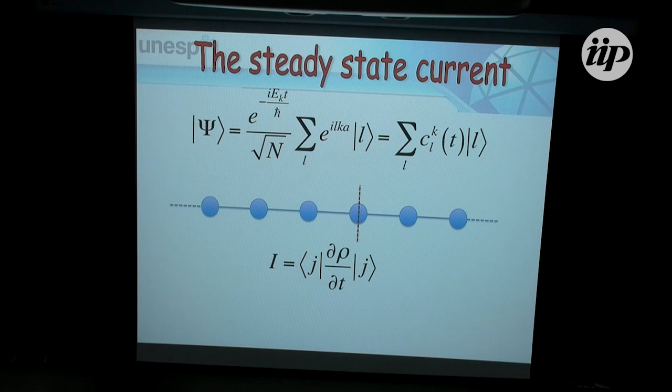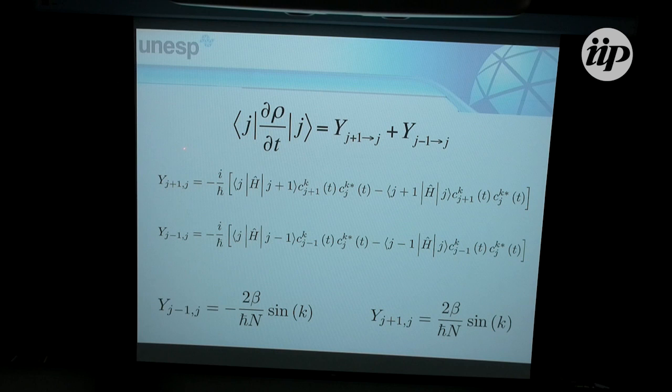And if I do all the calculations, what I'll see is that there will be a contribution to this current, which is a contribution of particles flowing from site J plus 1 to site J. So it's particles that are flowing from this region into the central site, and from this region into the central site, and it looks kind of a big dragon here.